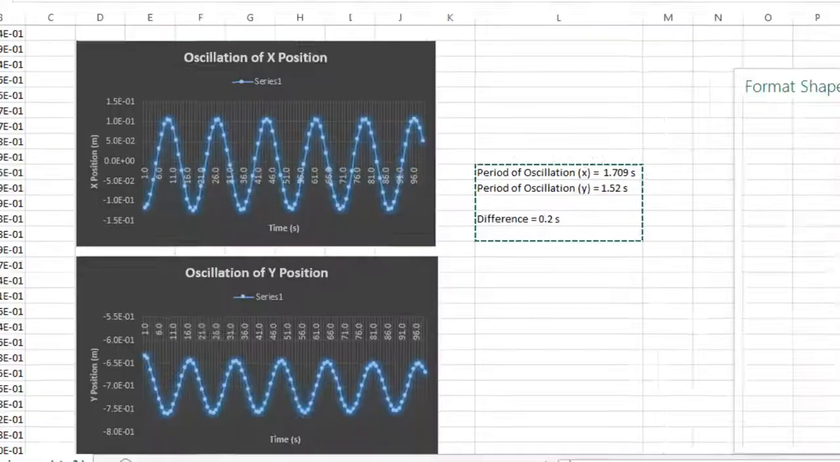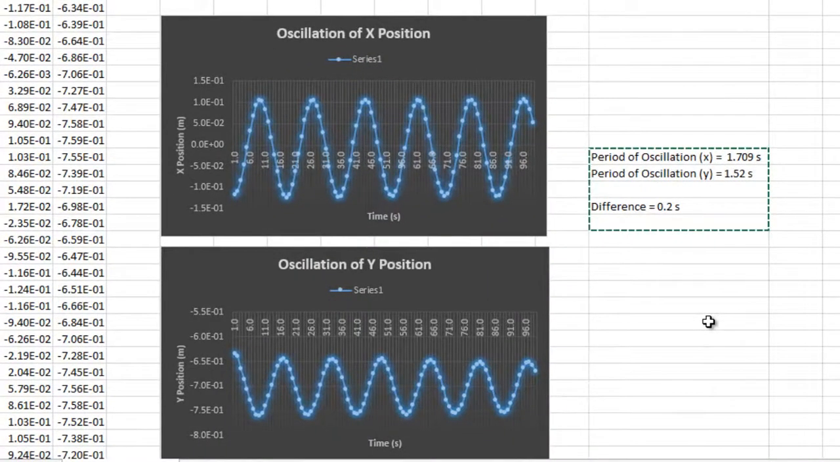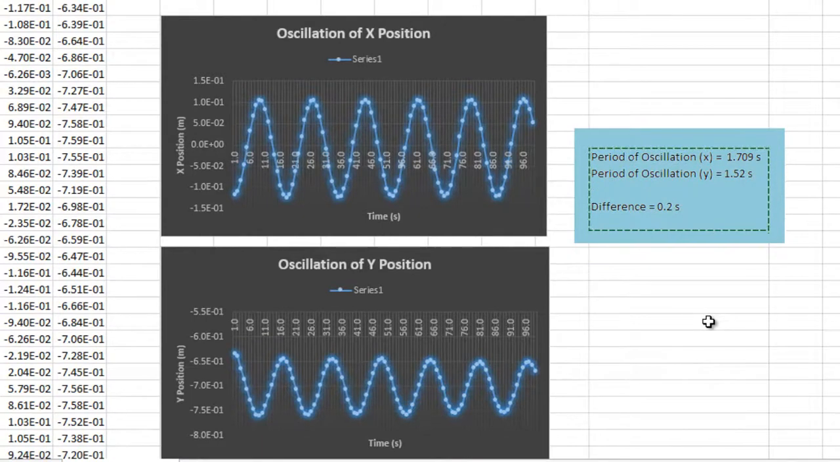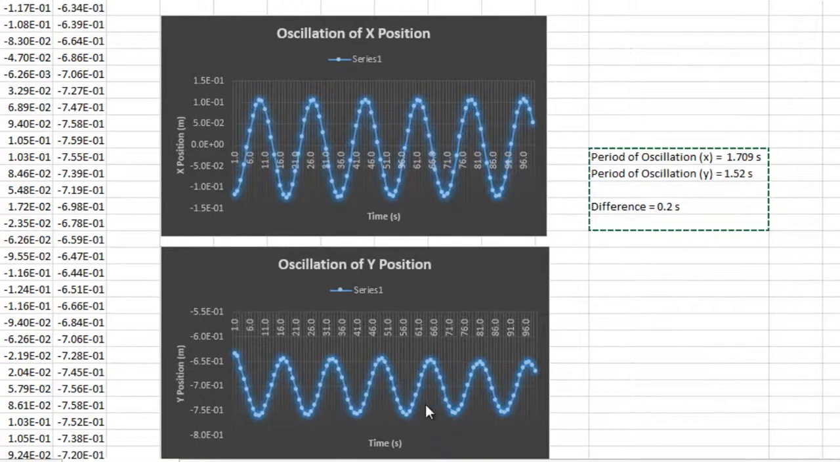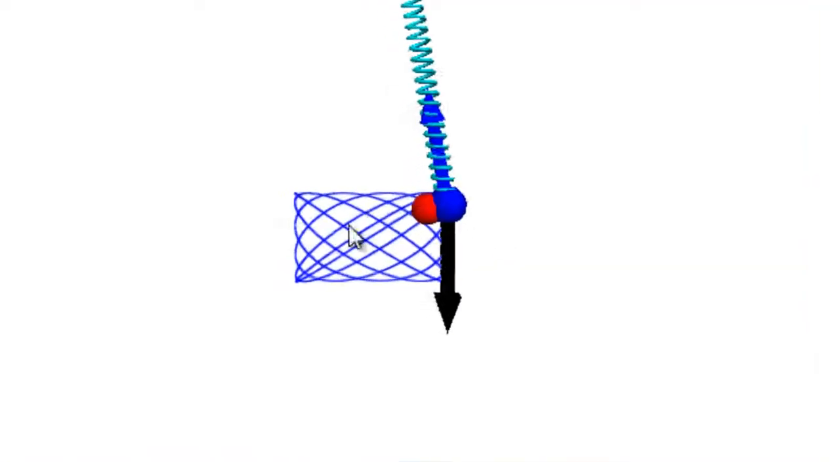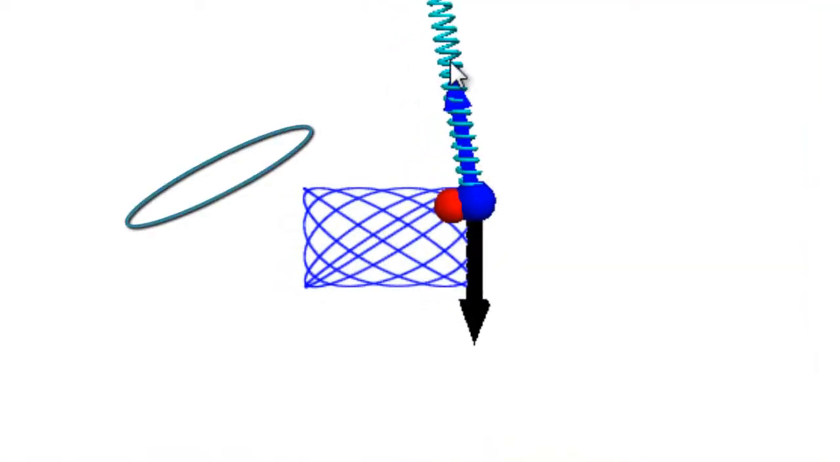Question 2. These are the two oscillation graphs. The period of oscillation for x is 1.7 seconds, and for y it is 1.52 seconds. It is clear that the x and y oscillations differ by 0.2 seconds. This is because, as seen here, the motion of the spring is elliptically shaped. It's elliptically shaped and slanted downwards.